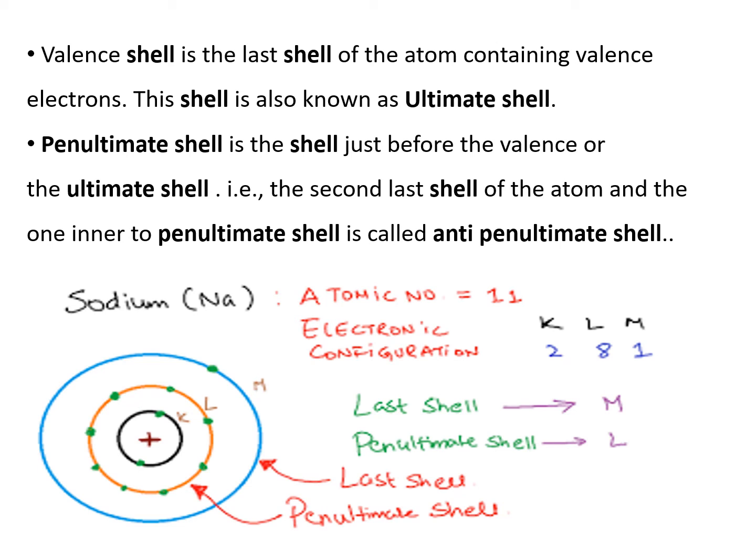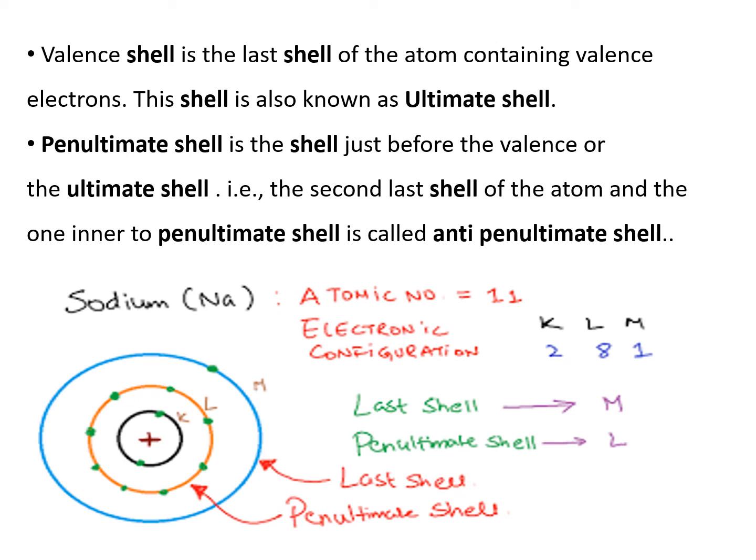Here in this slide you can see the orbital diagram of sodium with the three shells K, L and M. Here the M shell is the last shell, which is also the valence or the ultimate shell with one electron. Then we have the L shell, which is called the penultimate shell with 8 electrons. And the innermost shell is called the anti-penultimate shell.